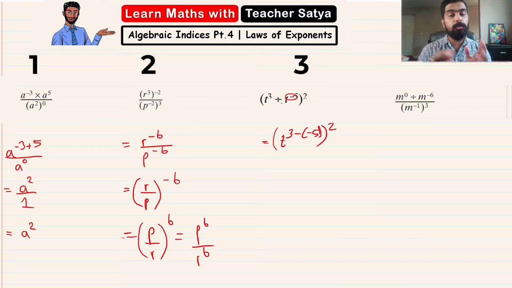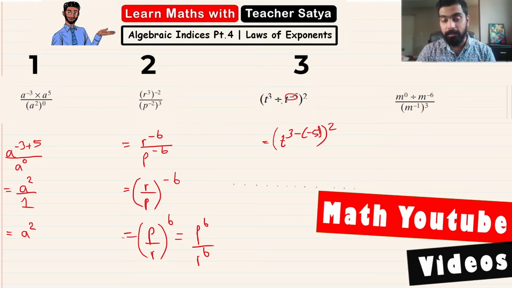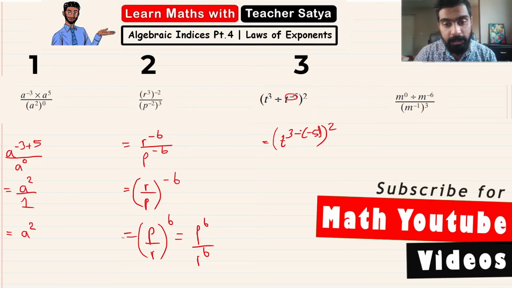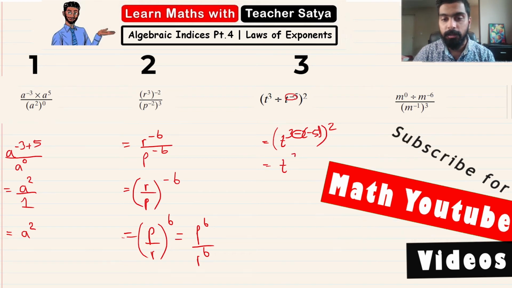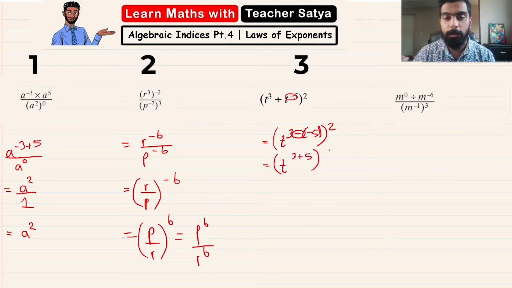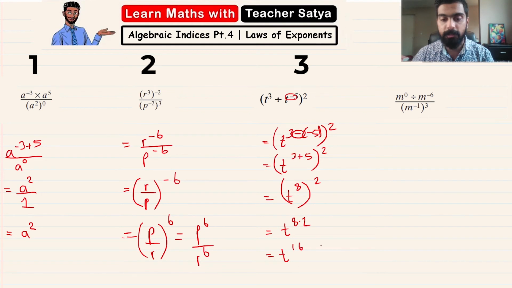Alright guys, now when we use law number 2, it states that a to the power of b divided by a to the power of c is the same as a to the power of b minus c, right guys? So in this case we have a negative here also. Now negative times negative will give us positive, right guys? So we'll have t to the power of 3 plus 5 raised to the power of 2. So 3 plus 5 will give us t to the power of 8 raised to the power of 2, right guys? Now we'll be using law number 3, so we'd have t to the power of 8 times 2, which is t to the power of 16.